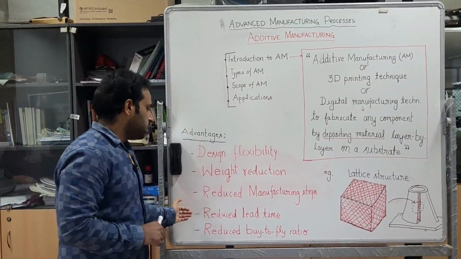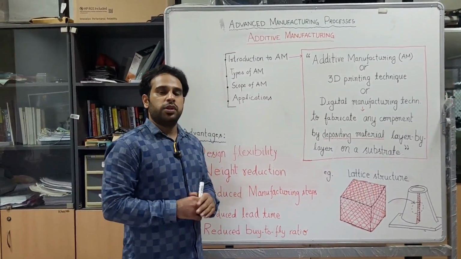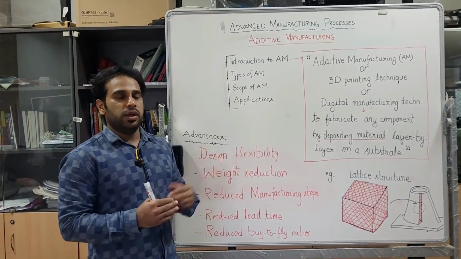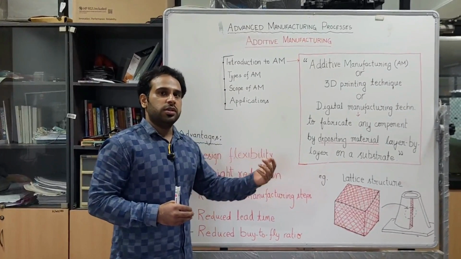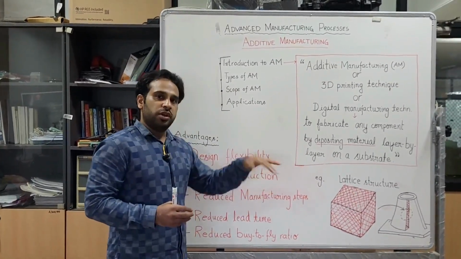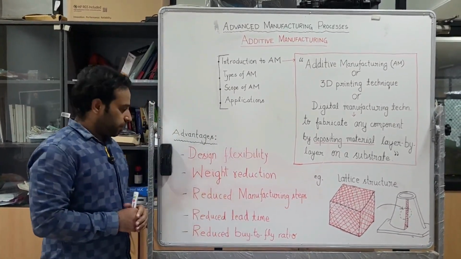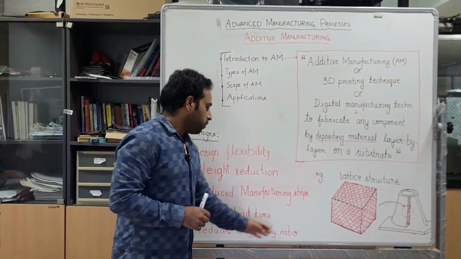Another advantage is reduced lead time. When we produce a component in a single go, the manufacturing production speed is also increased, or we can say the production time is reduced. So, reduced lead time. The final one is reduced buy-to-fly ratio.